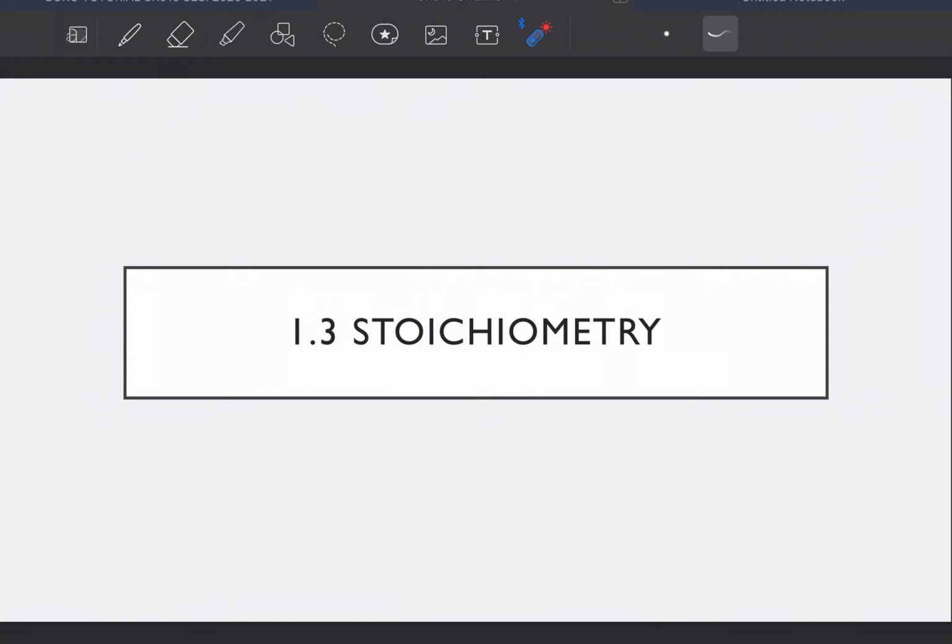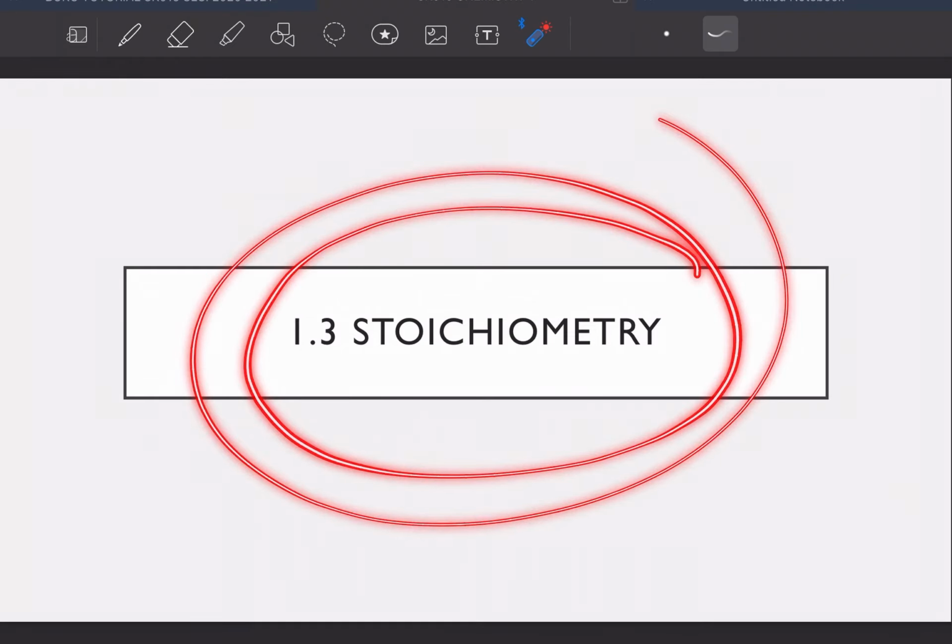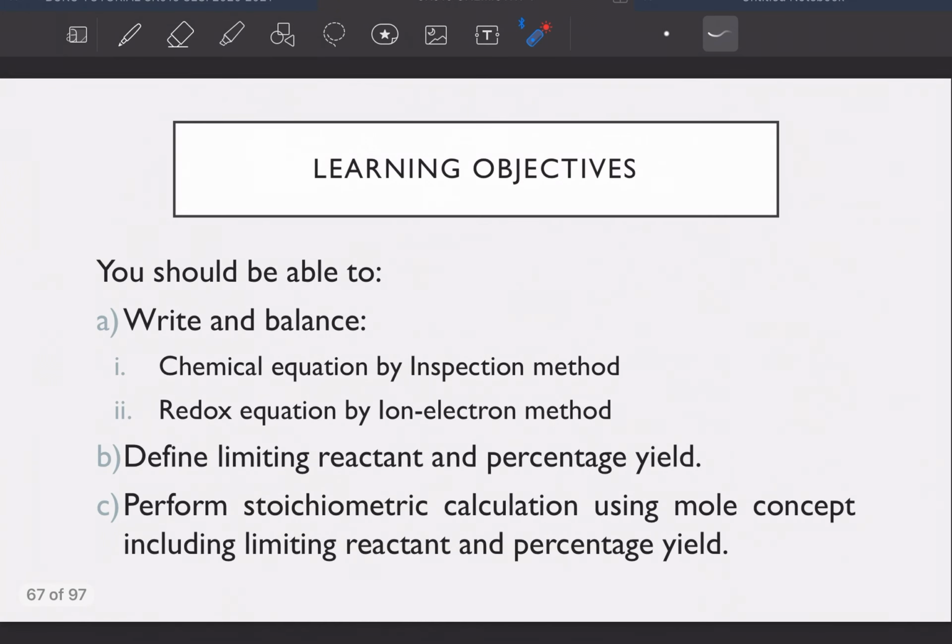So today we are going to go into a new subtopic, which is 1.3 Stoichiometry. Let's look at our learning objectives for today. First of all, you will learn how to write and balance your chemical equation by inspection method. Second, you will learn how to write and balance a redox equation by ion electron method.